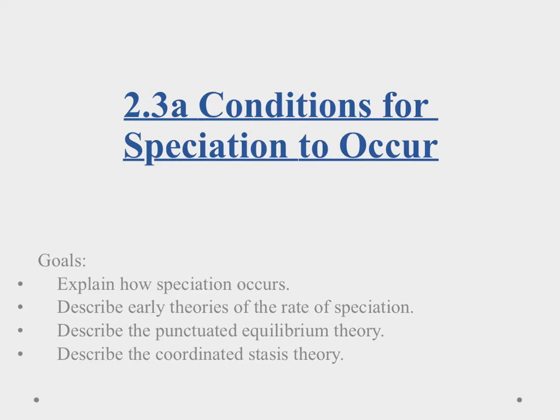Today we are going to talk about how speciation occurs. We're also going to compare three different theories on the rate of speciation. So we'll talk about punctuated equilibrium and the coordinated stasis theory, as well as what it was before.